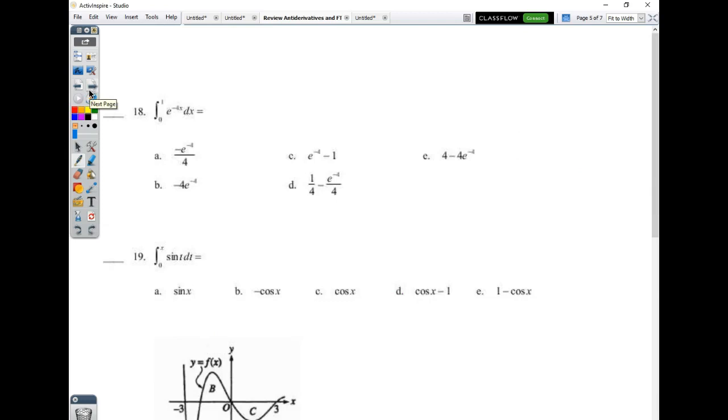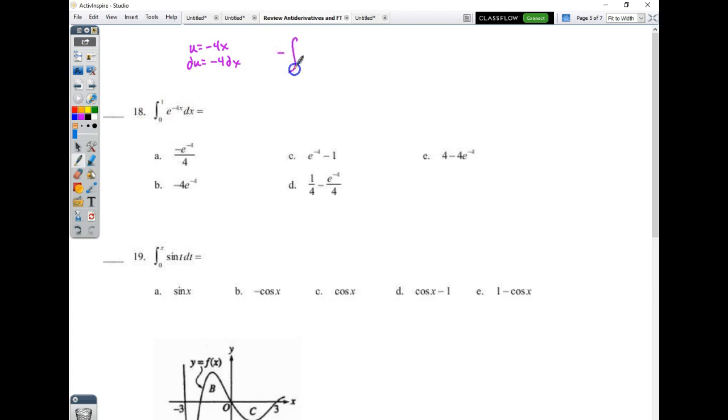All right, last couple ones. We are looking at 18. Wow. I'm looking at that problem. Again, I see a chain rule, e to the negative 4x. I need that to be just a u. I'm going to call that negative 4x. du is now negative 4 dx.